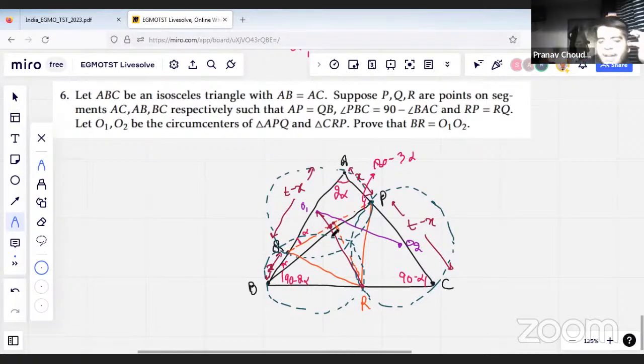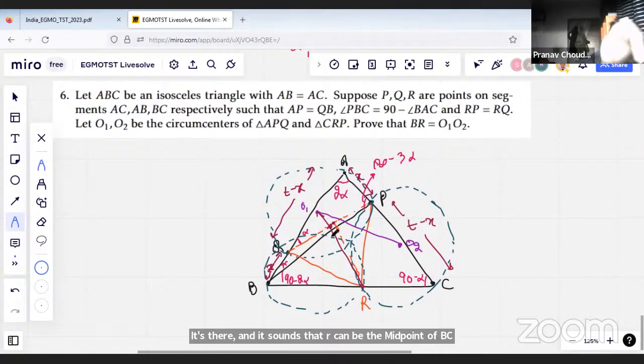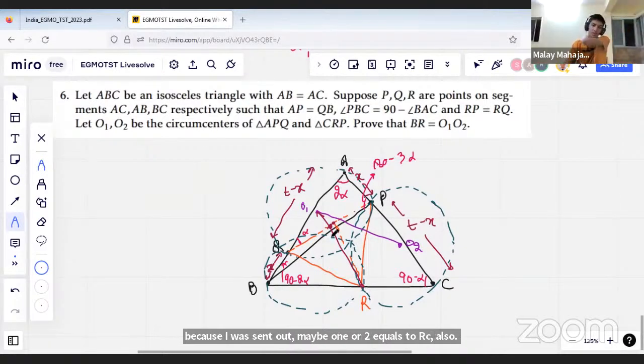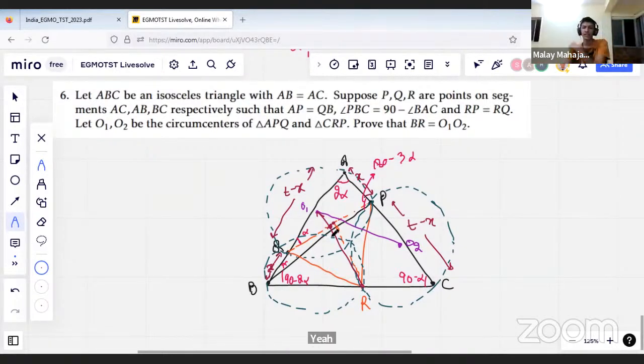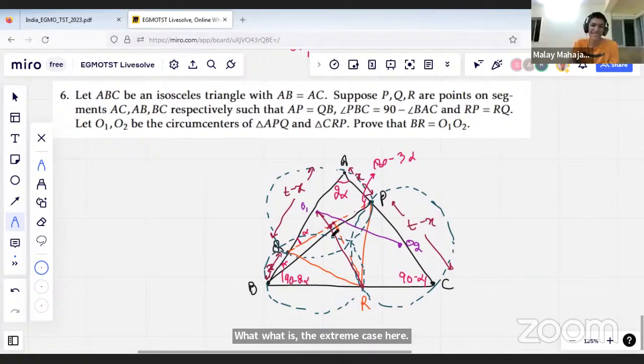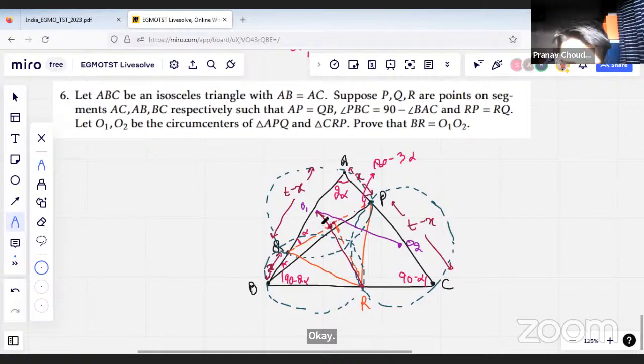Is there any chance that R can be the midpoint of BC? Okay, that's not possible, because I was thinking that maybe O1O2 equals RC also. Probably. No, that's not possible. You can take extreme cases. What would be the extreme case? No, I forgot this angle condition. Wait, why am I getting wrong angles?